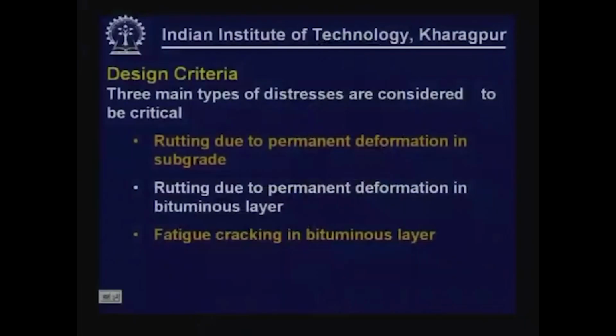So, these are the three main considerations that are there in IRC 37, but only two of these considerations have been taken into effect for providing design criteria for designing flexible pavements. As you see here, these are the three main criteria: rutting due to permanent deformation in subgrade, rutting due to permanent deformation in bituminous layer, and fatigue cracking in bituminous layer.